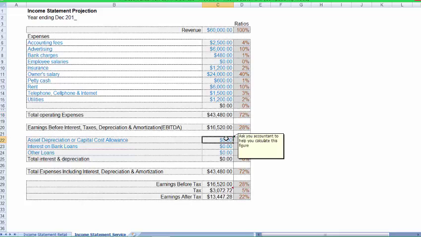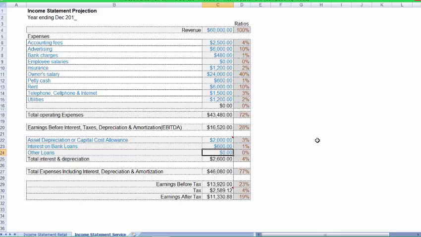Because it's a service business, the depreciation will not be high. Let's say they bought a laptop and a desk, and let's say it cost them $6,000. The accountant said your depreciation for the first year will be about $2,000. You put that in there. Let's say they took out a loan, and the interest is $50 a month, so $600, and they've got no other loans.